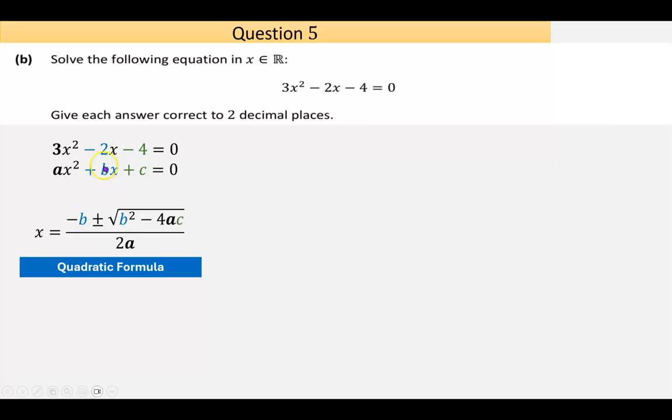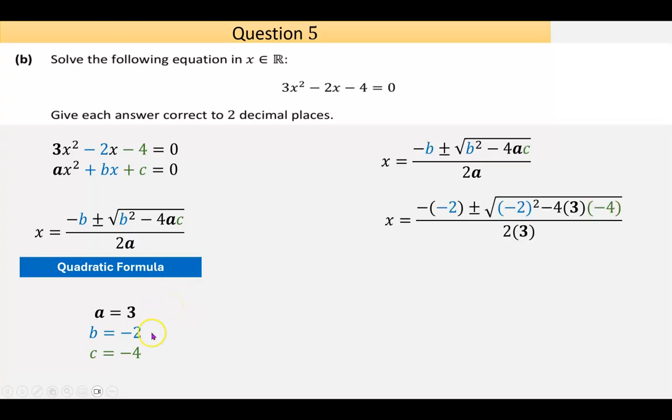B is equal to -2. It's the whole number here. C is equal to -4. Okay, and that's what's in the quadratic formula jumbled around. So I've identified my three values, and now all I need to do is substitute them in.